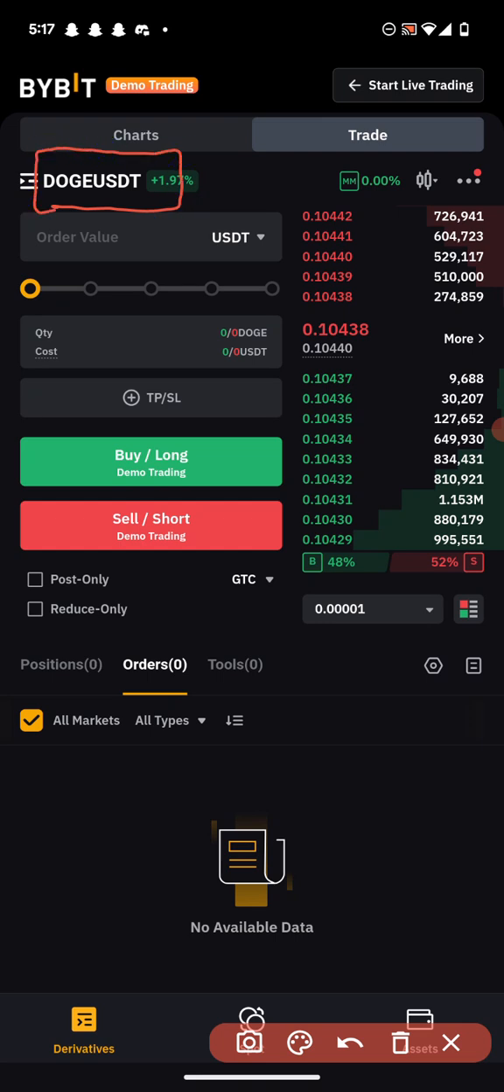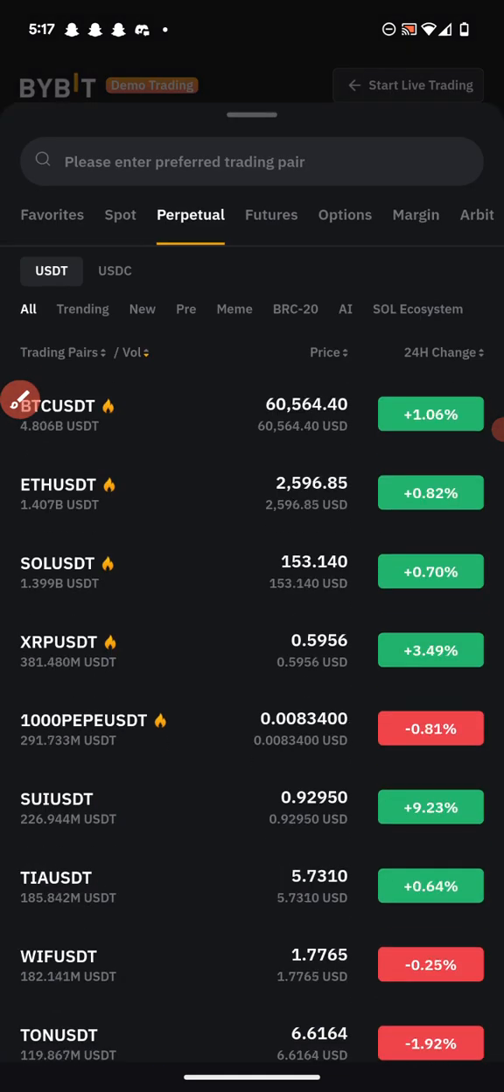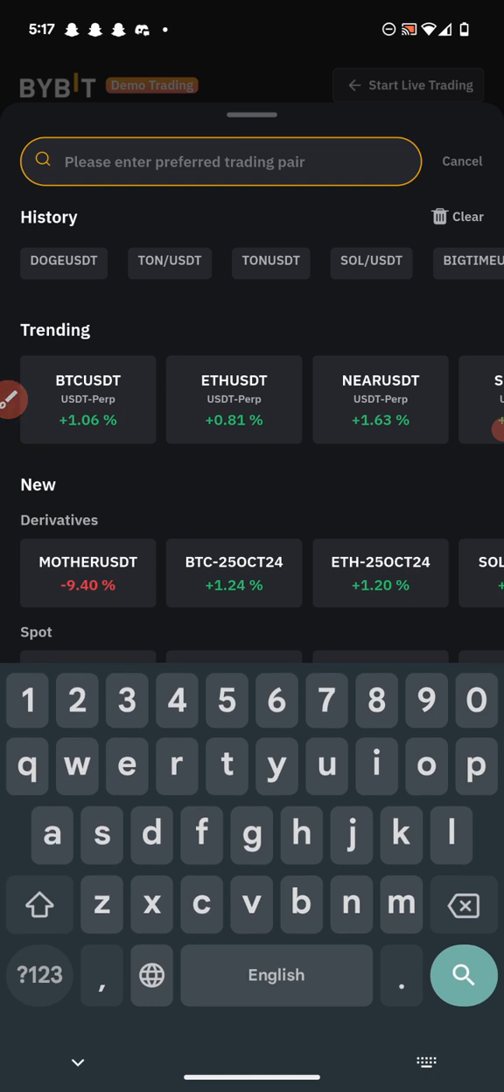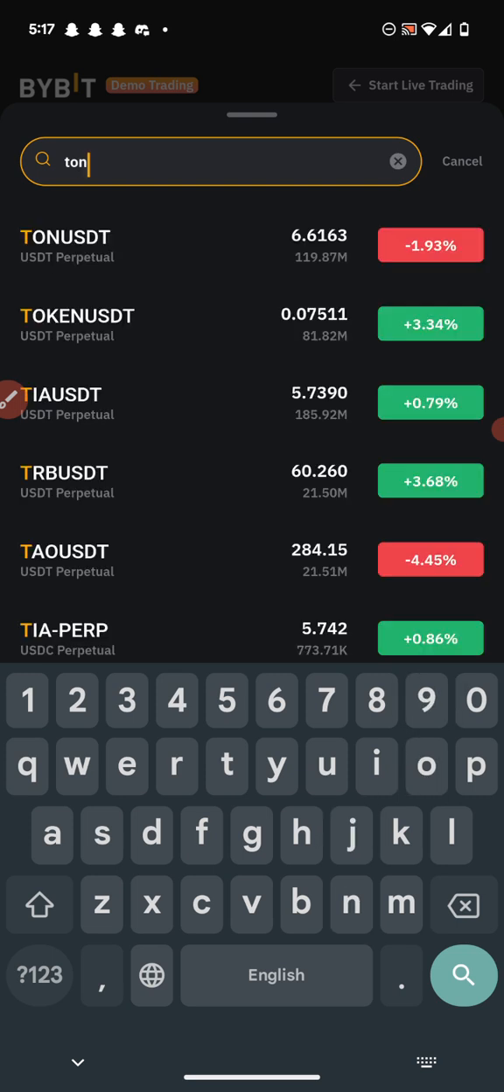Now, take for instance, a signal was given and you are to trade a particular signal. What you are going to do there is to search. How do you search? You come to this place, you click on this DOGE, and it's going to bring out the search. Then you search. Say you are given a signal to trade, let's say TON. Then you search for TON, and it's going to bring out TON.